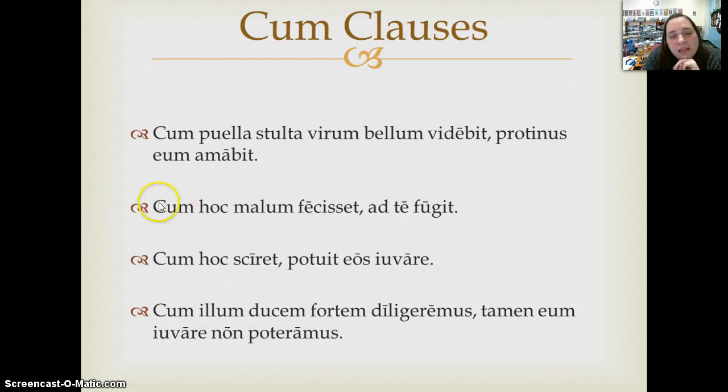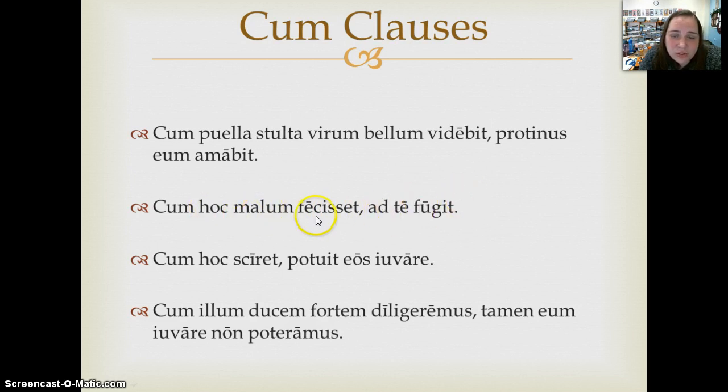In the second example, cum hoc malum fecissent ad te fugit. So we know our main clause is fugit. She fled, or he fled, ad te, to you. Now, we know that what the subordinate cum clause says is, I guess, he had done this bad thing.